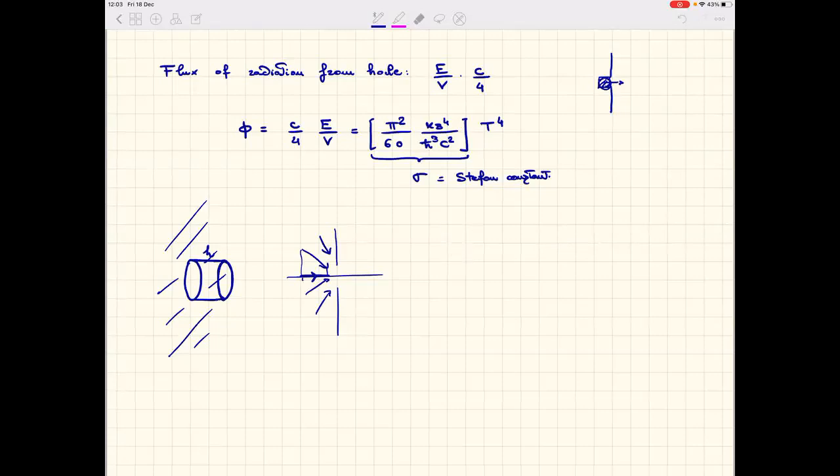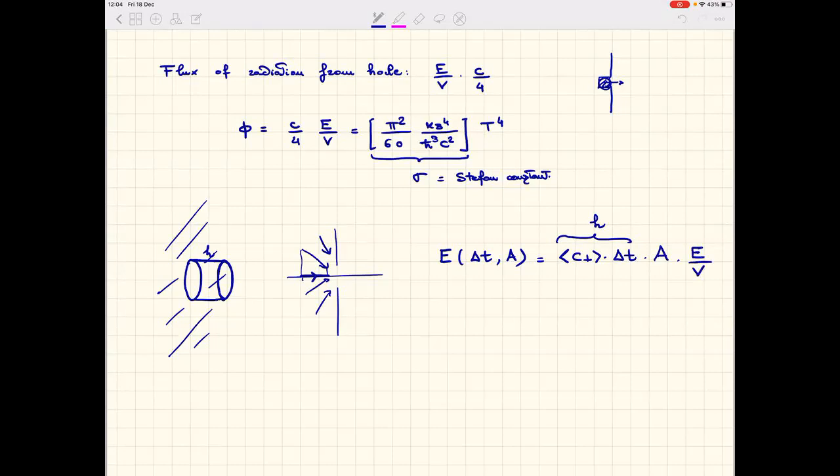I want to estimate how much energy gets out of my hole in a time delta T if the hole has an area A. So this is given by the average velocity in the perpendicular direction times delta T. So this is H. Okay? Times the area, and this is the volume of the cylinder, times the energy density of my radiation, which is E/V. Okay?